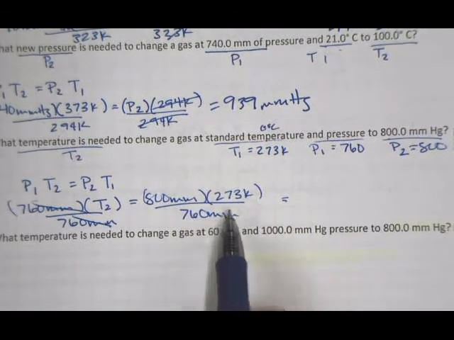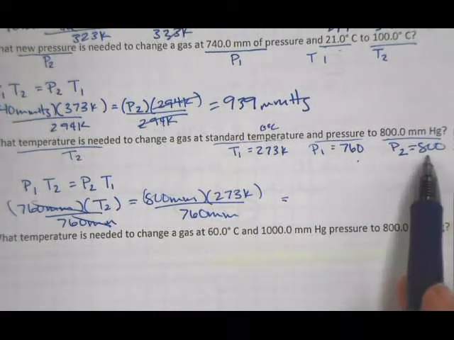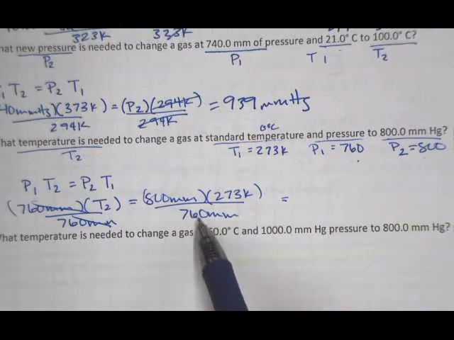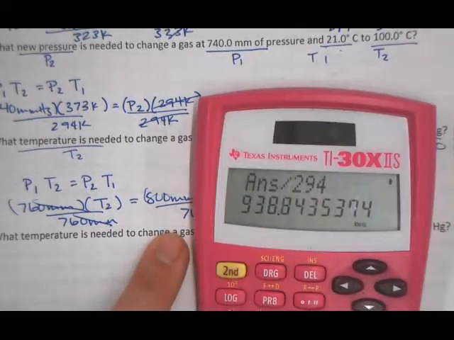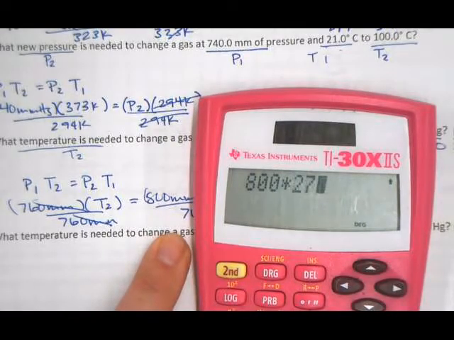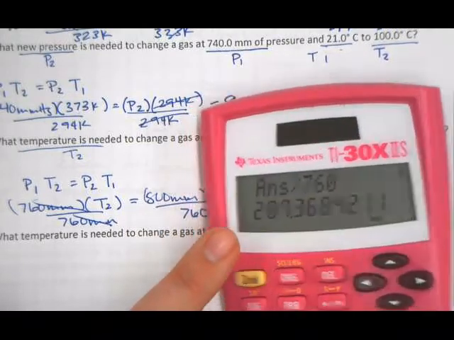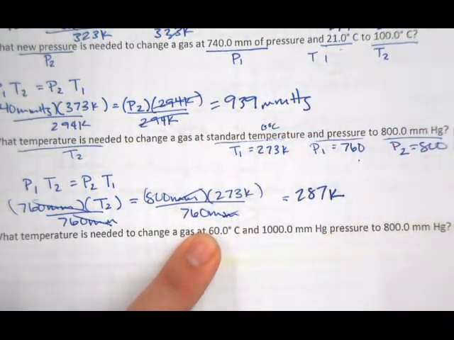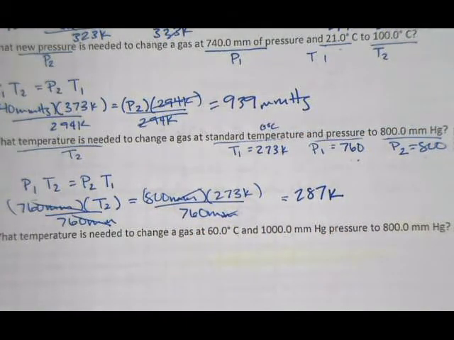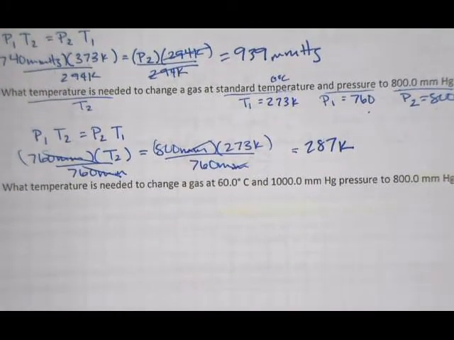I can tell if I'm doing this correctly because pressure is going from 760 to 800. So pressure is going up. So I would need my temperature to also go up. And 800 over 760 is a fraction greater than 1. So yes, that will go up. So I have 800 times 273 divided by 760 gives me 287 Kelvin. And the millimeters cancel, I'm left with Kelvin, which makes sense because I needed the temperature. Okay, the hope is now that you can do number 4 correctly on your own. So pause the video, see if you can do it yourself, and then see if you did do it correctly.